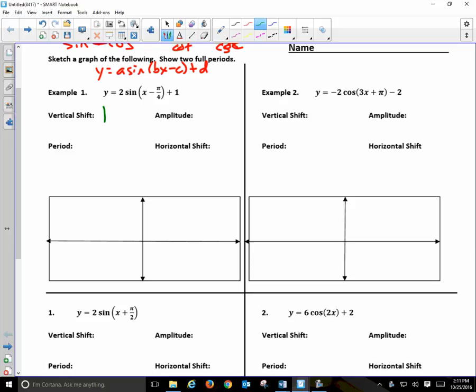What is the amplitude? The absolute value of the number in front of sine, so it will be 2. Here's what people got confused with last year, is where to mark the max and the min. If the vertical shift is 1, I go from there up to and down to. So if I go up to, what's my highest point? 3.